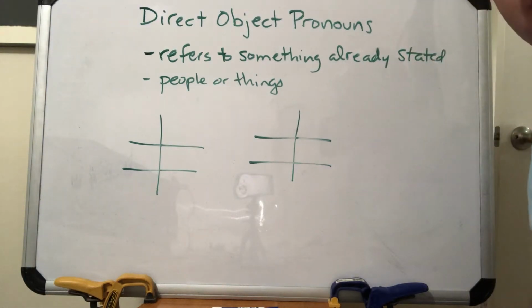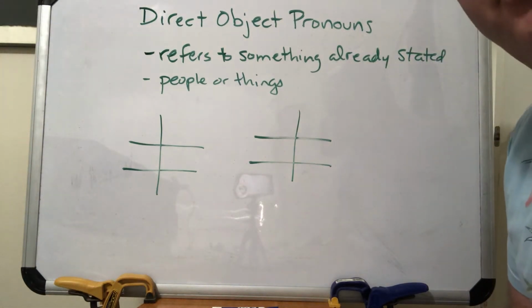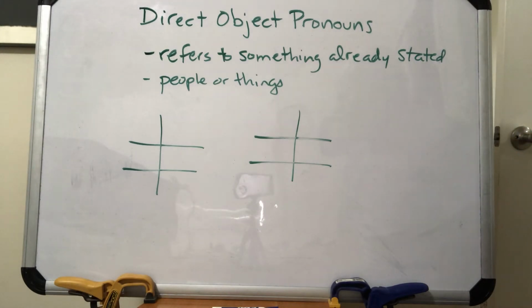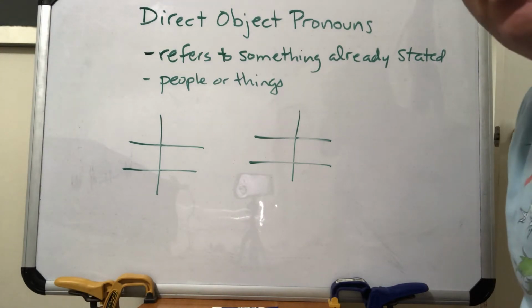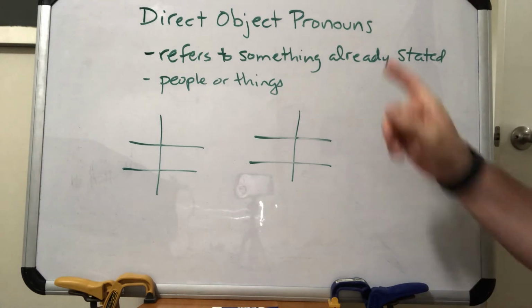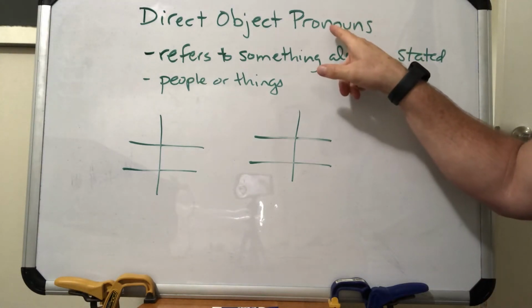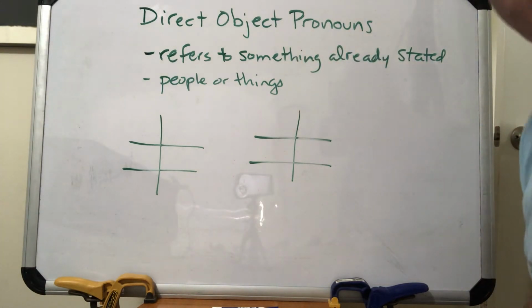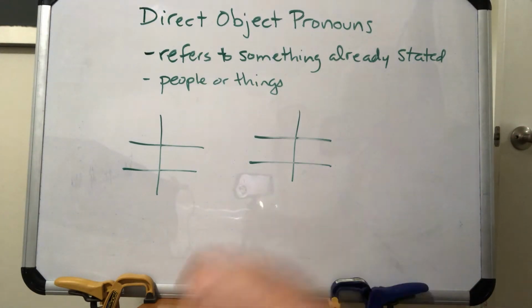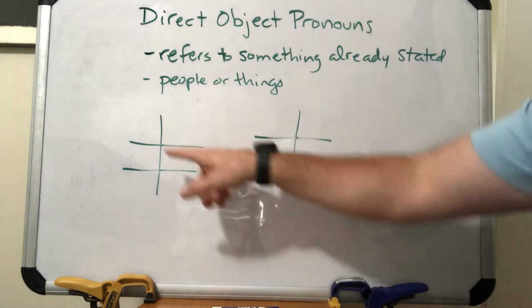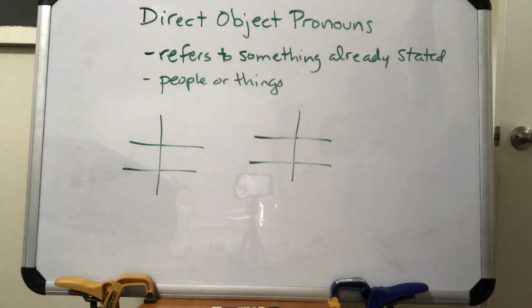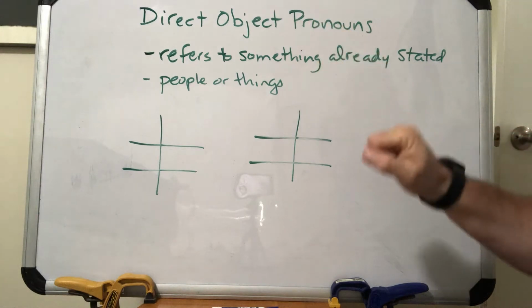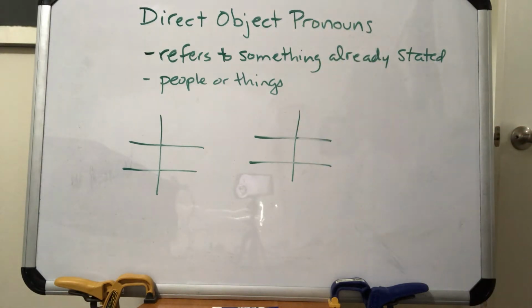Okay, muchachos, in this video we're going to talk about direct object pronouns. The next video we'll do indirect object pronouns. A pronoun refers to something that's already been stated. So whenever you're trying to figure out which one to use, remember you have to look back and figure out which noun or which object you're trying to replace, and then that will help you decide which one to use. Remember, direct object pronouns can refer back to people or things.